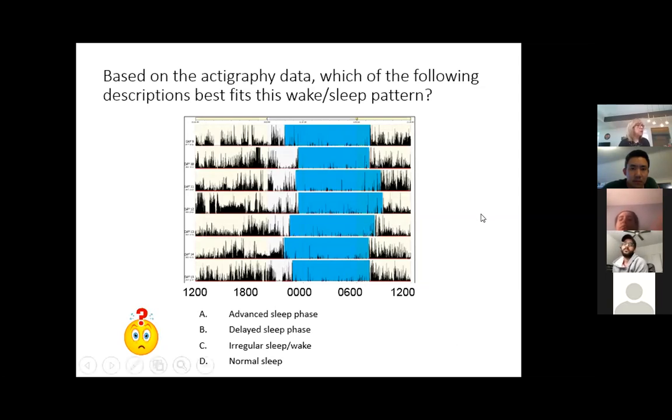So what do you think about this? Just look at the times and tell me what you see. Is this advanced sleep phase, delayed sleep phase, irregular wake sleep? This is why I told you to go to the ICSD and look up all those things, or normal sleep. What do people think? I'll go with normal as well. Generally. And that was my decision. I think so too. Strong work, everybody.